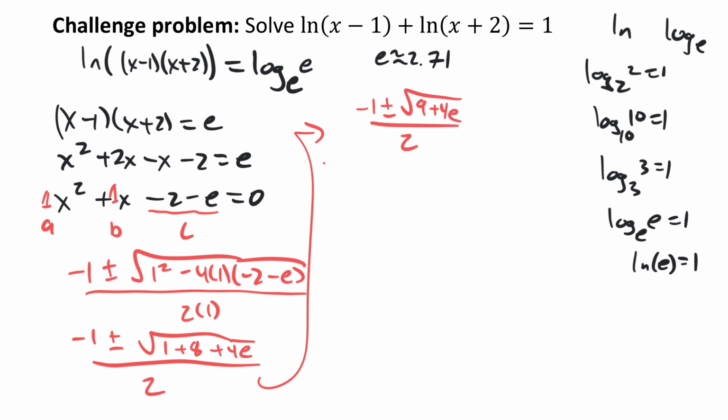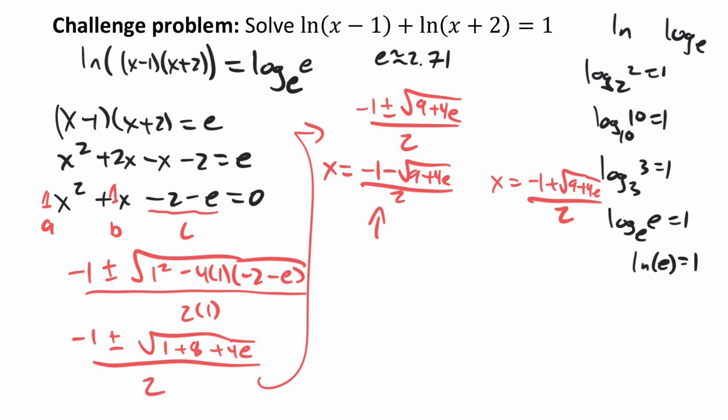Now, unfortunately, that means there's two values. There's x equals negative 1 minus the square root of 9 plus 4e, over 2. And there's x equals negative 1 plus the square root of 9 plus 4e, over 2. And I have a feeling like one of them is not going to work out.